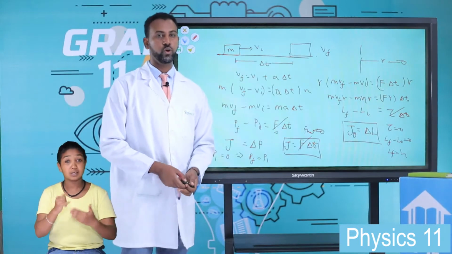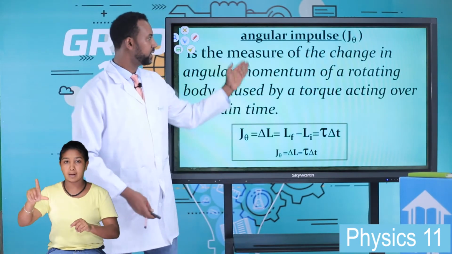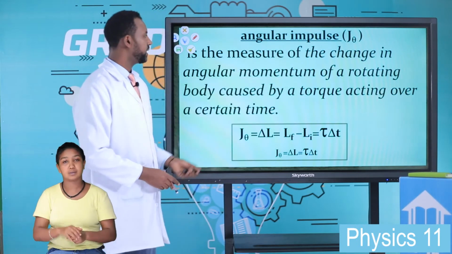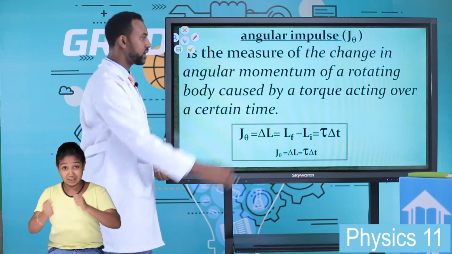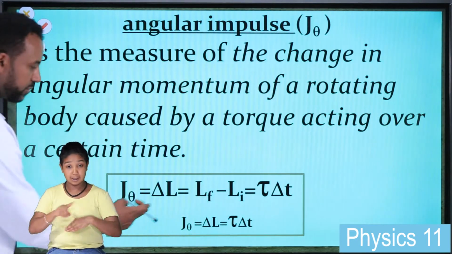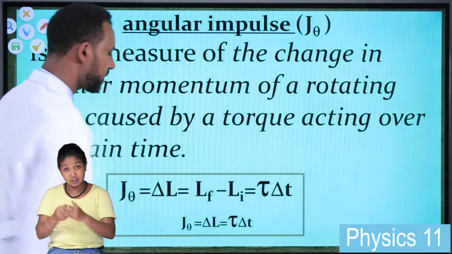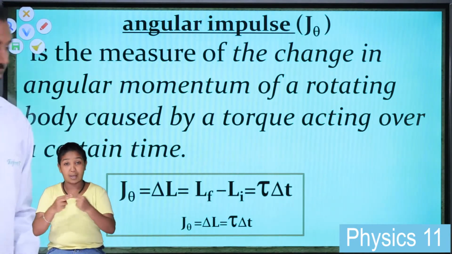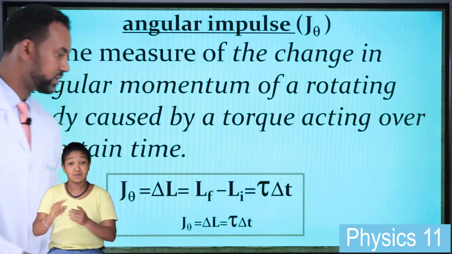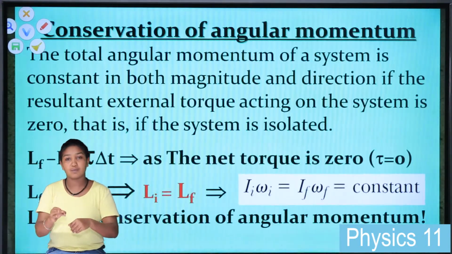So this is what we call angular momentum conservation. Angular impulse, J theta, is a measure of the change in angular momentum of a rotating body. Therefore, angular impulse can be given as L final minus L initial, which equals torque tau times change in t. But whenever this torque tau is 0, there is a law of conservation of angular momentum.